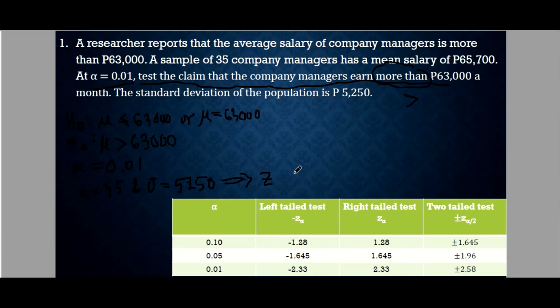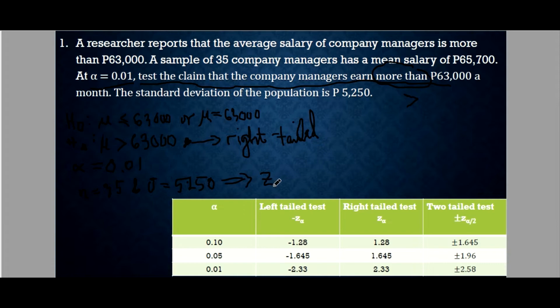Next, the next step is to know whether it is a left-tailed test, a right-tailed test, or a two-tailed test. If that is the case, then we will look at the alternative hypothesis. Our alternative hypothesis uses the symbol greater than. So this implies that this is a right-tailed test.